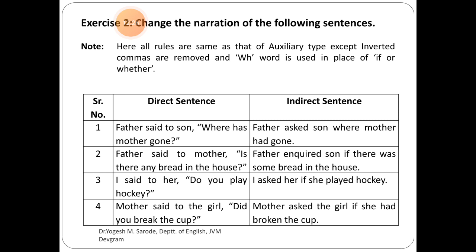Example 2. Father said to mother, "Is there any bread in the house?" Father inquired of mother if. Now, see this sentence: "Is there any bread in the house?" We'll first make it plain: there is any bread in the house. In place of the conjunction word, we used the word "if". And "there is any bread in the house" became past tense according to "said": there was any bread. Now see, the words of position or tense change correspondingly. So in place of "any bread", we used "some bread in the house". Father inquired of mother if there was some bread in the house.